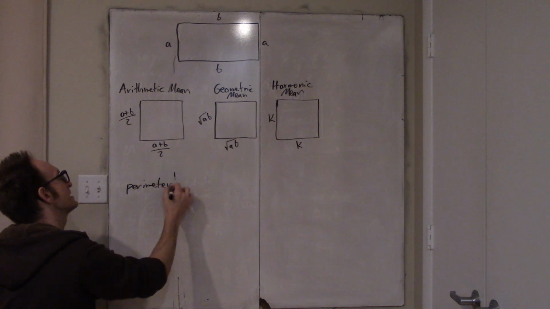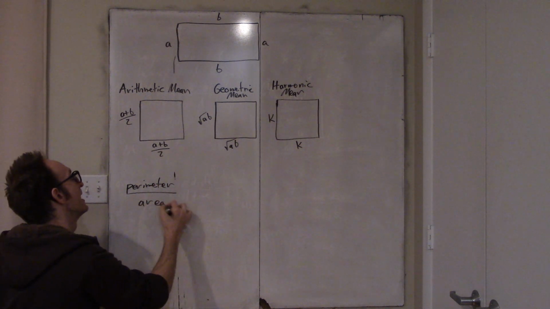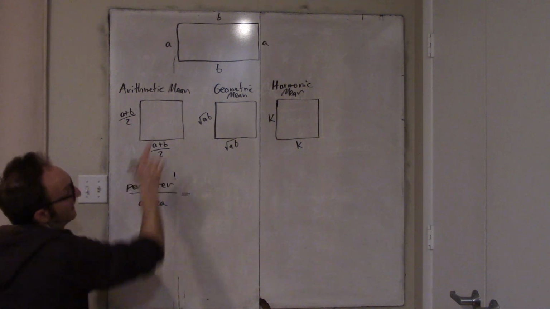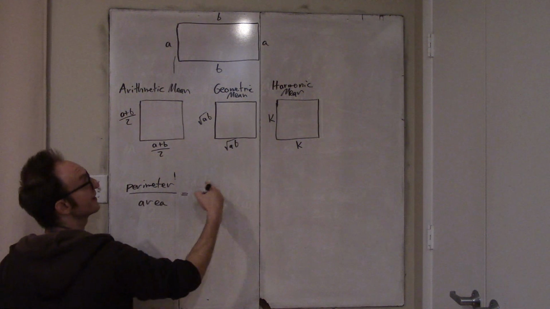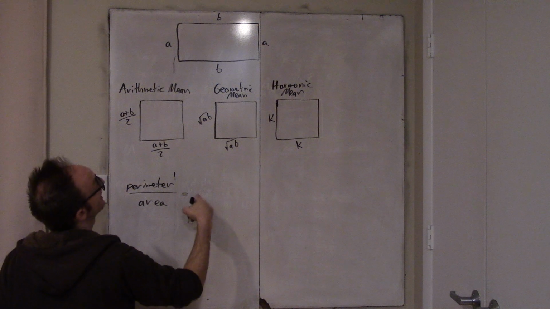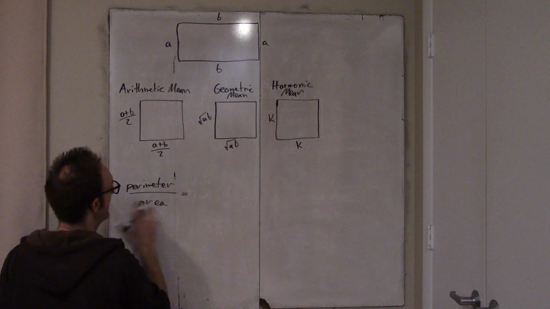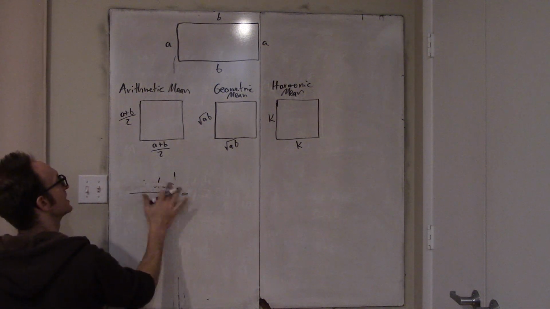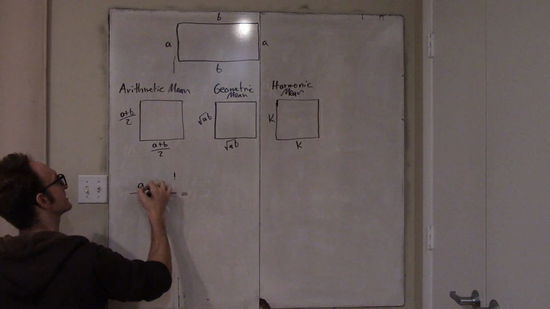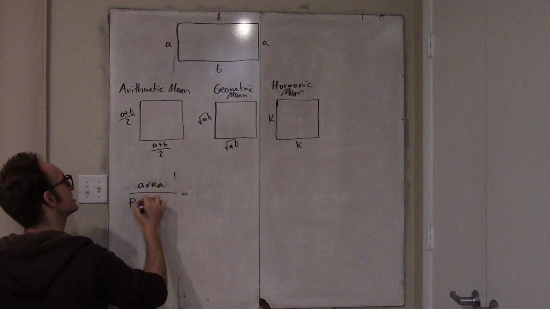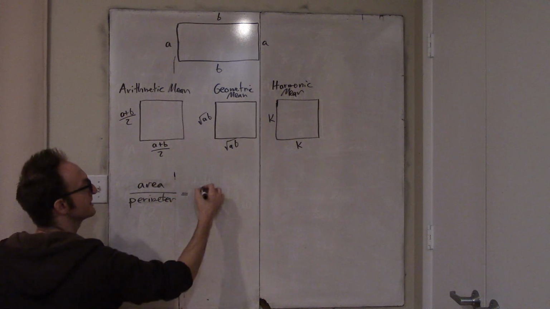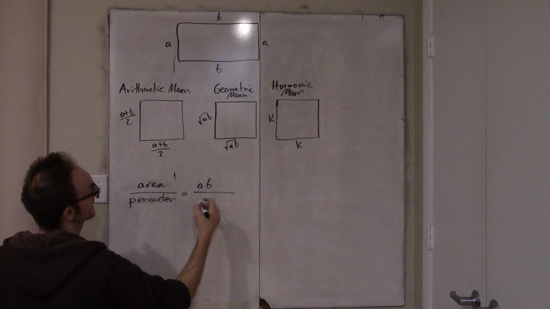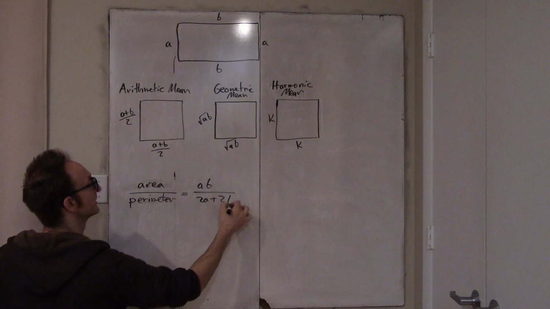So the perimeter to area ratio of our rectangle. Answer: the total perimeter is 2... I guess it's going to be the other one. It's going to be area to perimeter. I'm really not sure about this, but let's just find out. Area to perimeter. I guess we can always switch it if we're wrong. So the area is, of course, AB, and the perimeter is 2A plus 2B.